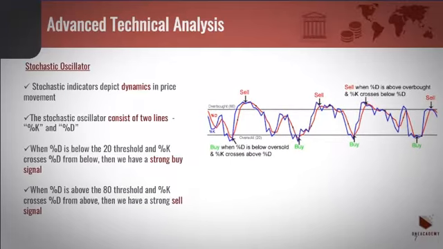Stochastic oscillator. Stochastic indicators go one step further than the oscillators we have described so far. Depict dynamics in price movement. The stochastic oscillator consists of two lines, %K and %D, and it can take values from 0 to 100. When %D is below the 20 threshold and %K crosses %D from below, %D is the red line, %K is the blue line, then we have a strong buy signal. When %D is above the 80 threshold and %K crosses %D from above, then we have a strong sell signal.